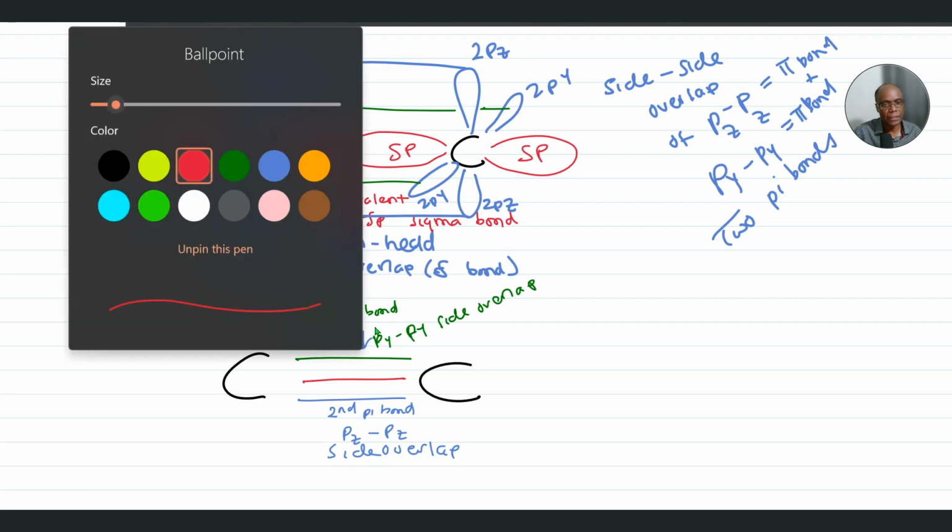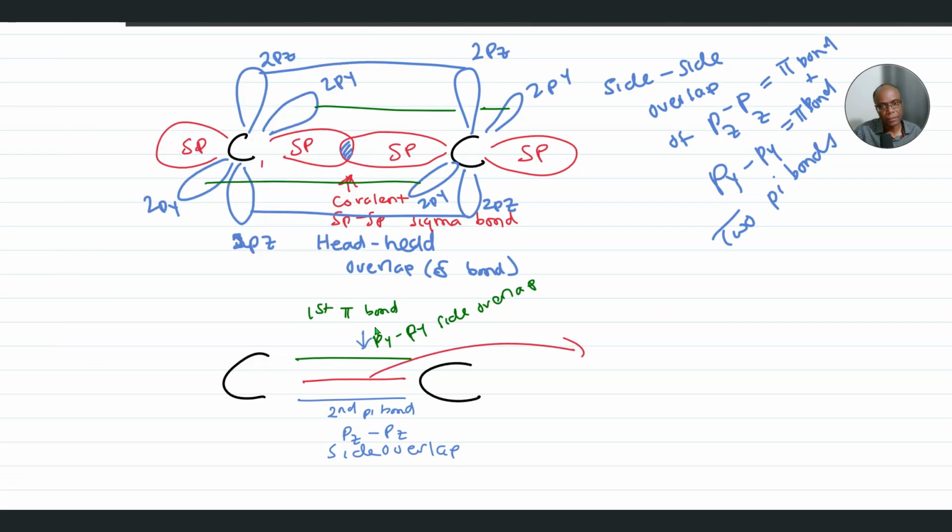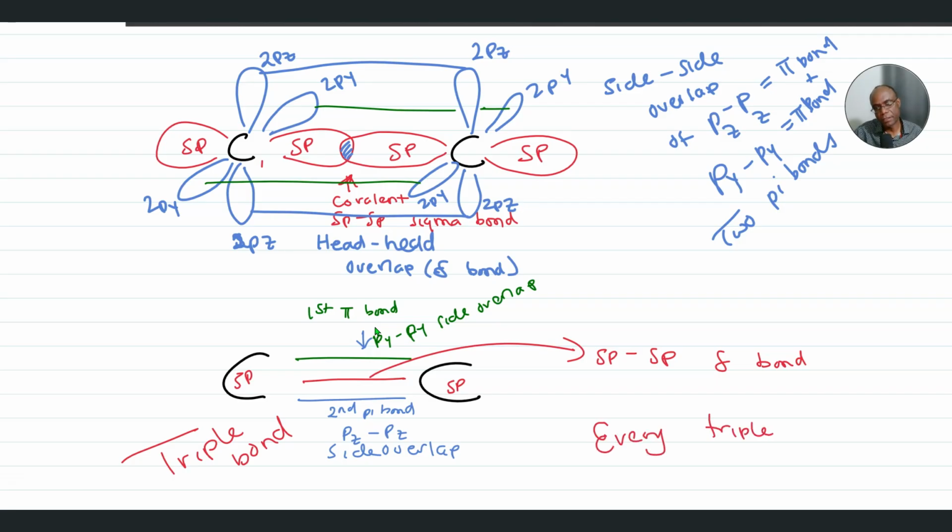And then the sigma bond in between, we know that these two carbons are sp hybridized. That would be the sp-sp sigma bond. Okay, so that tells you that you made a triple bond. Every triple bond has one sigma bond plus two pi bonds.